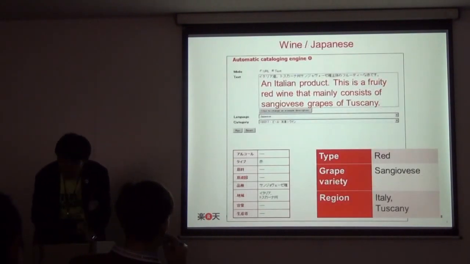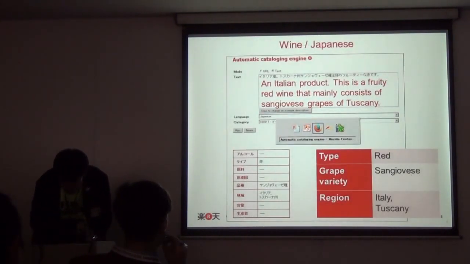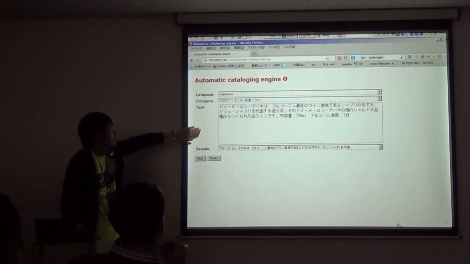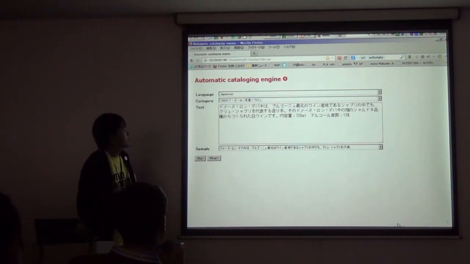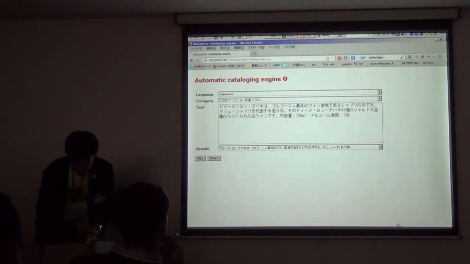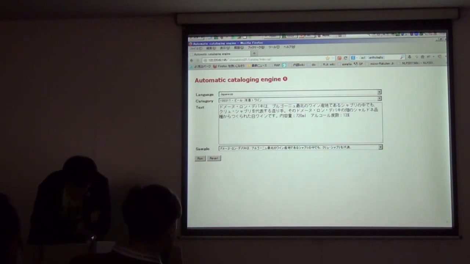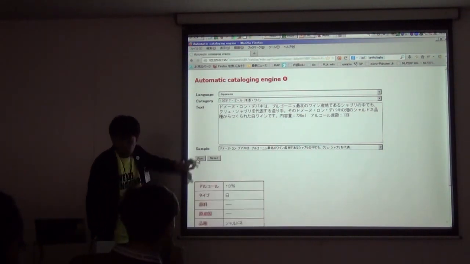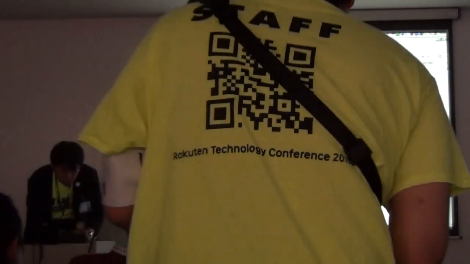Okay, so let me show you a demonstration of our system. This is a product description in the wine category. I gave this sentence to the system. The system reads this Japanese sentence and extracts the product information like this.